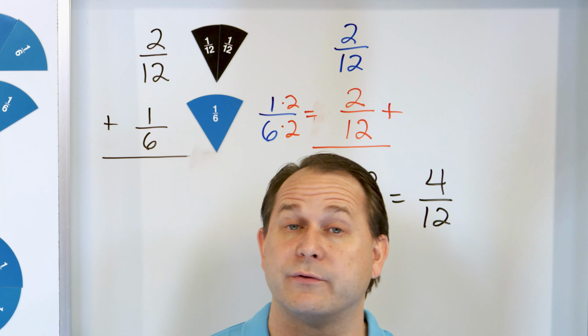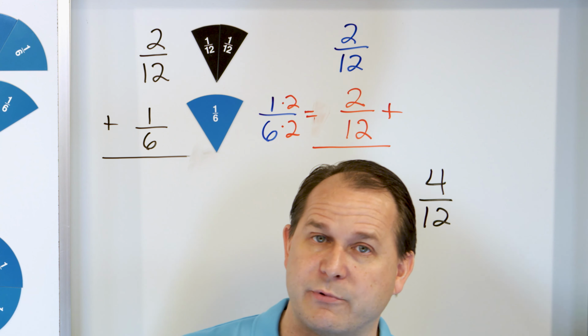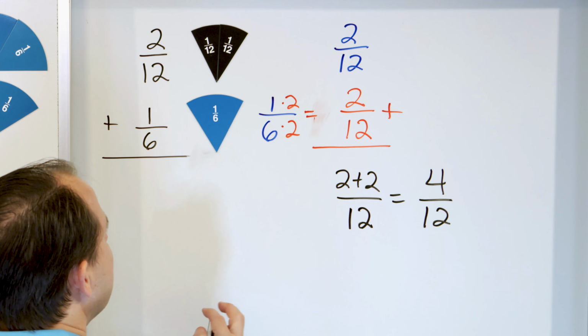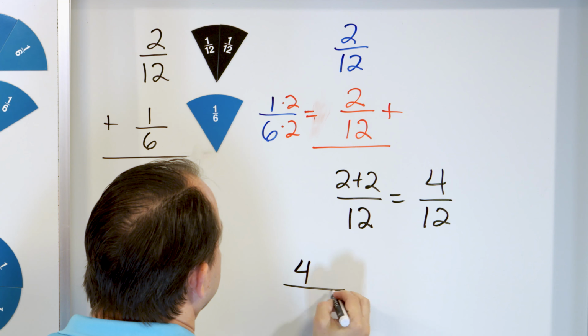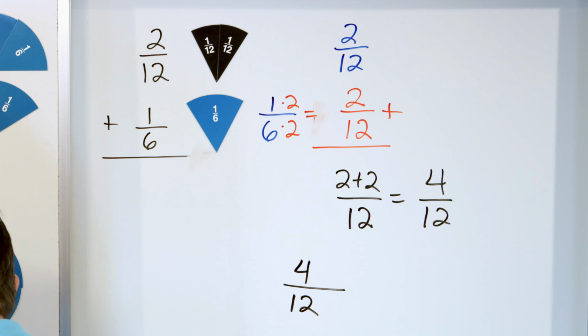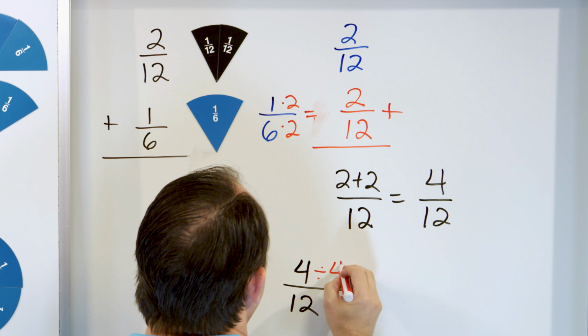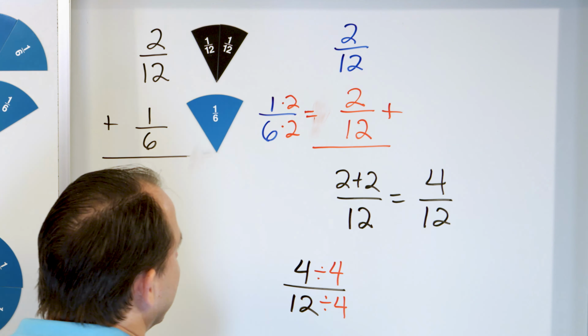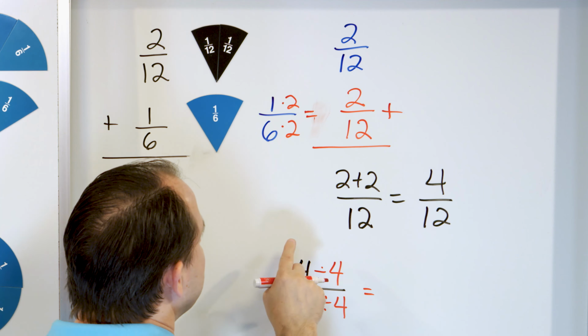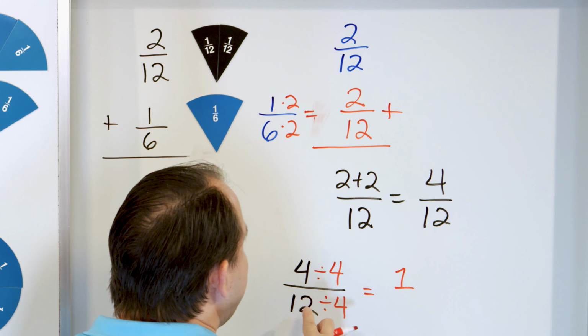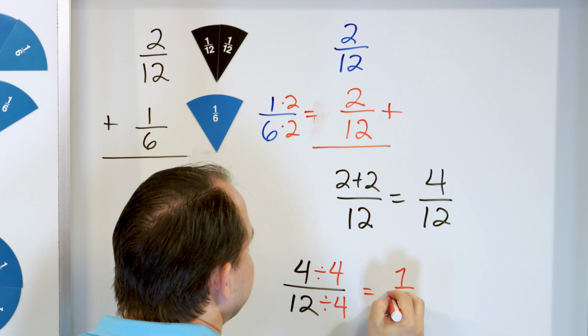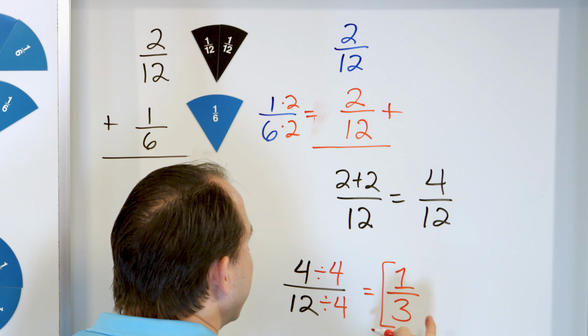You always save a little time if you can pick the largest number you can think of to divide by. So I have here 4/12. I will divide the top and the bottom both by 4. I know they're both divisible by 4. 4 divided by 4 is 1, and 12 divided by 4 is 3. So I think the answer is 1/3 of a pizza.